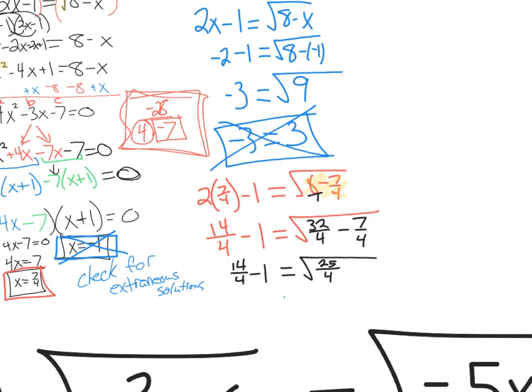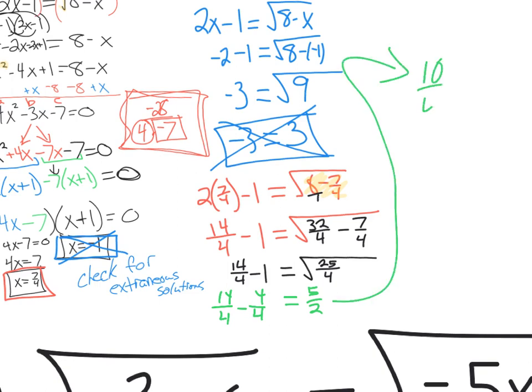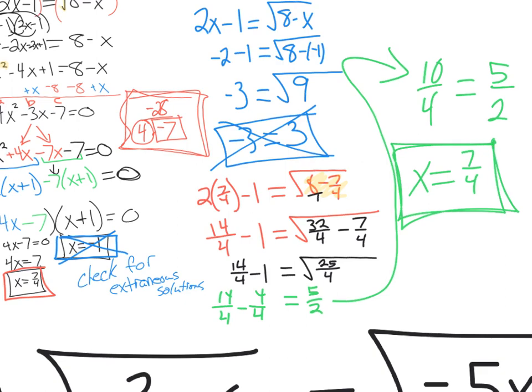I would get 5/2 as my principal square root of 25/4. And over here, if I make them common denominators, I would get 14/4 minus 4/4, which would give me, let me just kind of do this up here, 10/4 equals 5/2. Are they equal to each other? Yes, they are. That is good. So that means that x equals 7/4. Okay, we checked it and that works out. Okay, that is correct.